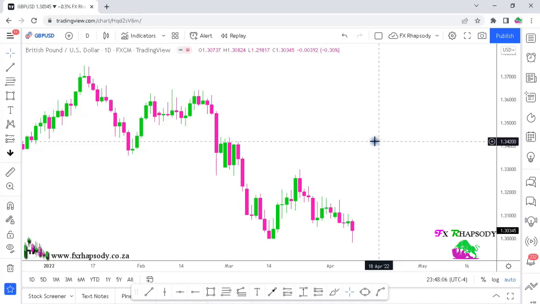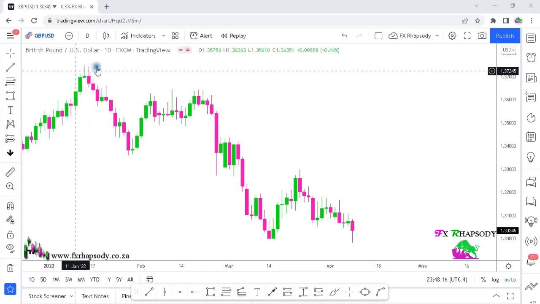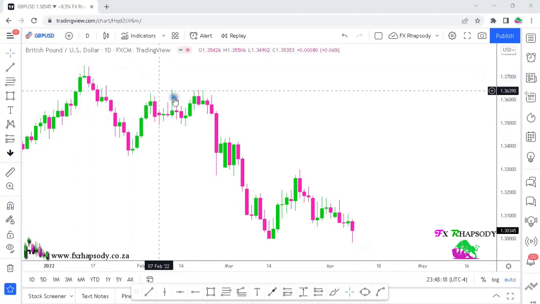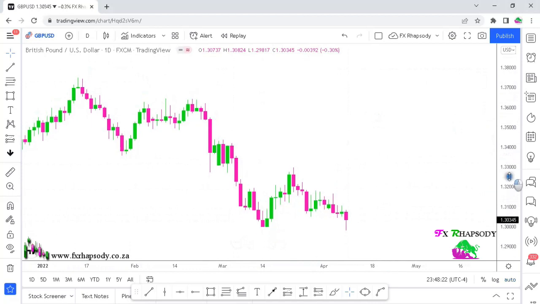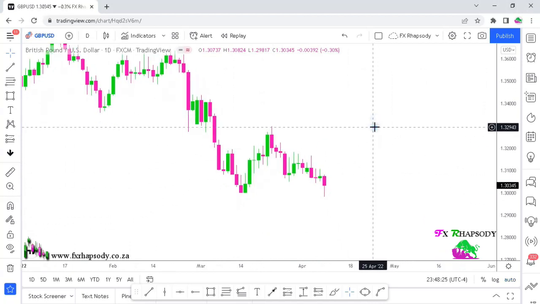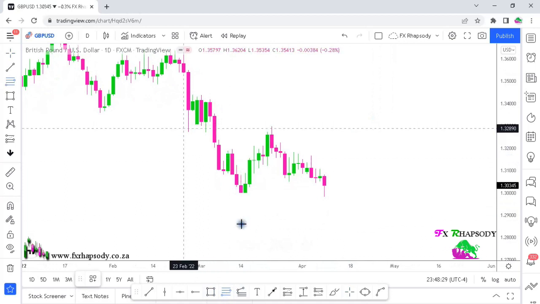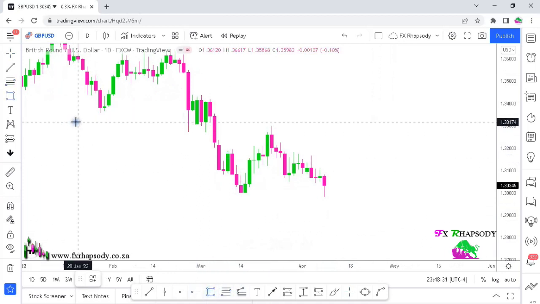All right, so let us hit the charts. So what can we see on the British pound US dollar? Now, we notice that for a couple of days now, and weeks, it has been in this downtrend. Currently, I just want to pull a fib for those of you that do the swing trade thing. I'm more of an intraday trader.